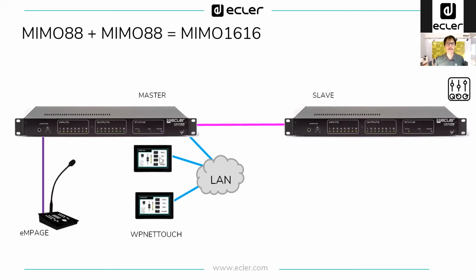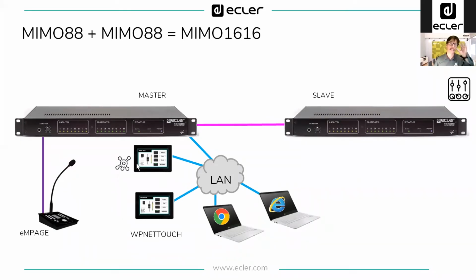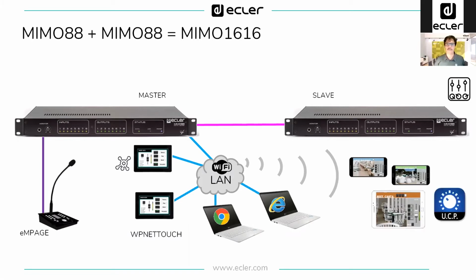Okay, maybe you need some WPNet touch, so some screens. Which one will be the master? The one that sends UCPs to other devices, no matter if this acts as a server, we can say that these are clients, okay? So you can have a WPNet touch as a client, or browsers in PCs as a client. They connect to the IP of this UCP server, or if you have Wi-Fi, you can connect Android or iOS devices with the UCP application we have in the Apple Store or Google Play or whatever store you're using, okay?